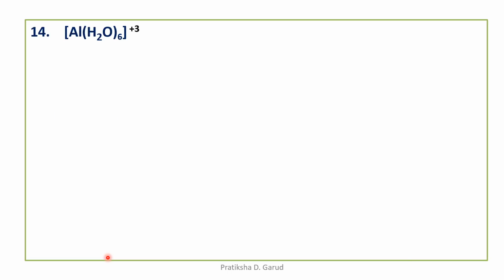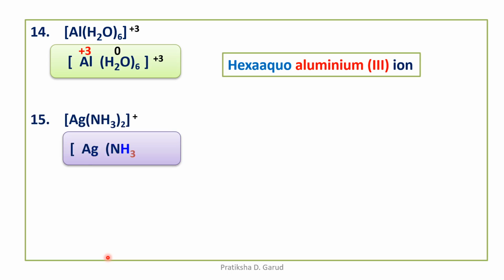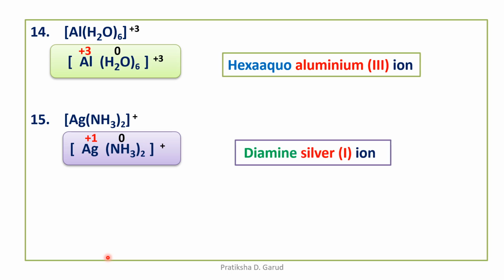Then [Al(H2O)6]3+. Again in this complex water is the neutral ligand and hence the oxidation number of the aluminium is +3. So it is named as hexaquo aluminium +3 ion. Next is the [Ag(NH3)2]+. In this complex NH3 is the neutral ligand, therefore the oxidation number of the silver will be +1 and the name is diamine silver +1 ion.